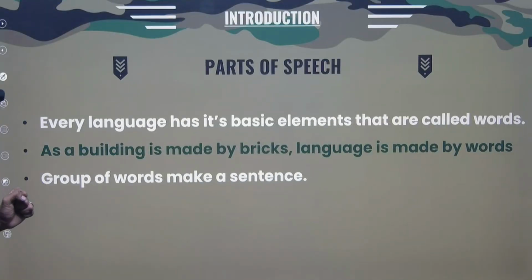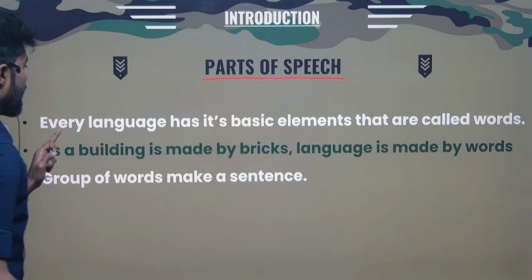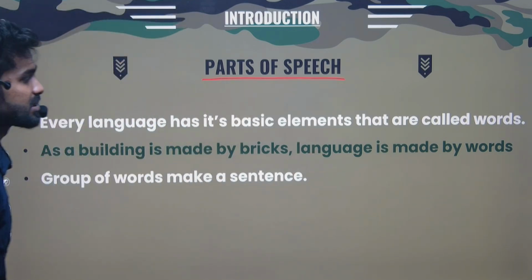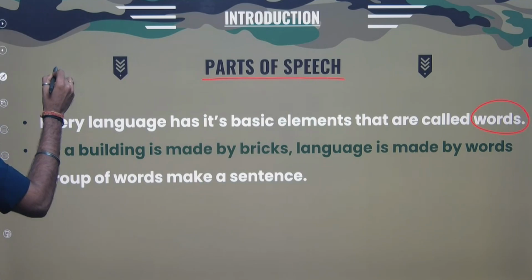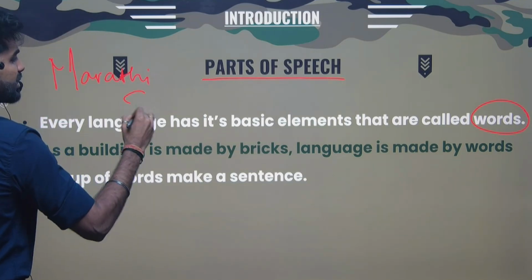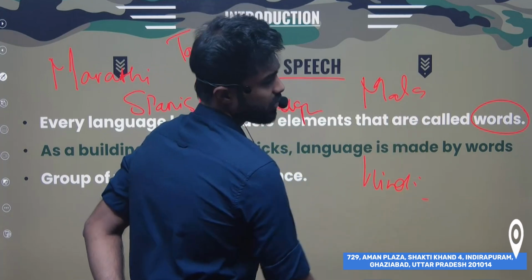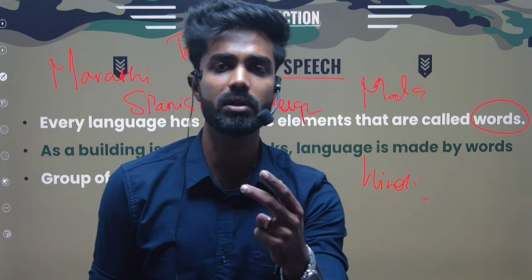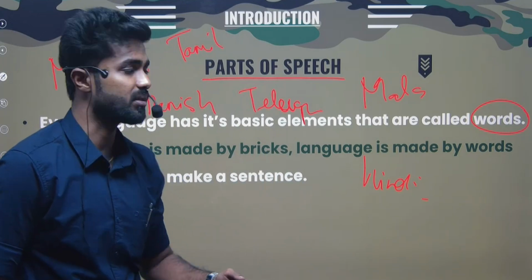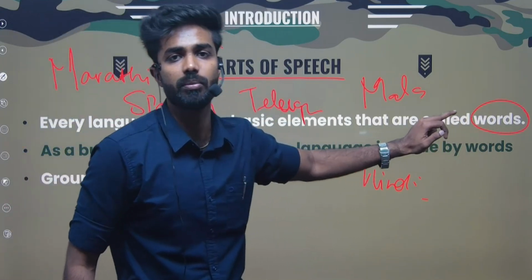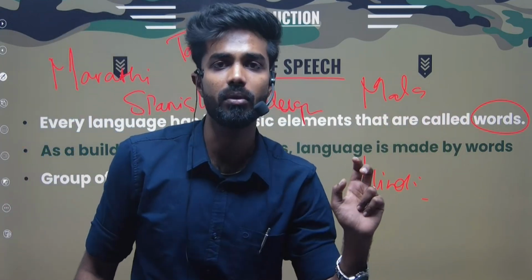Introduction. What do you mean by parts of speech? Right? Every language has its basic elements that are called words. You may take Marathi, Spanish, Tamil, Telugu, Malayalam, Hindi. You take any language. What is common in every language? The basic thing. Words. Words are common in every language, right? Every language will have words, right?